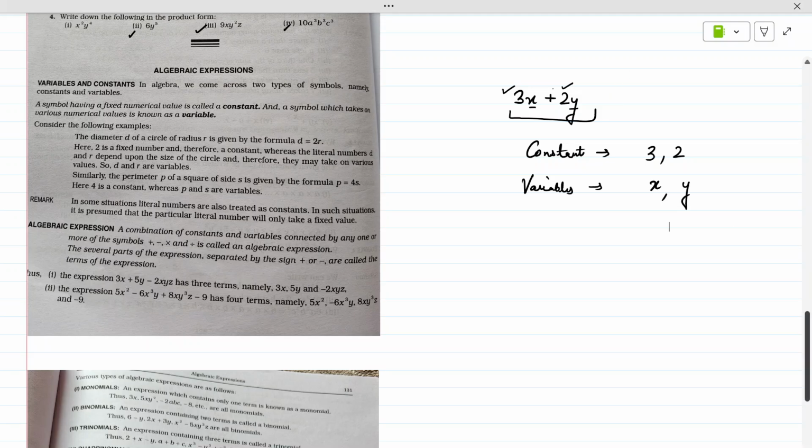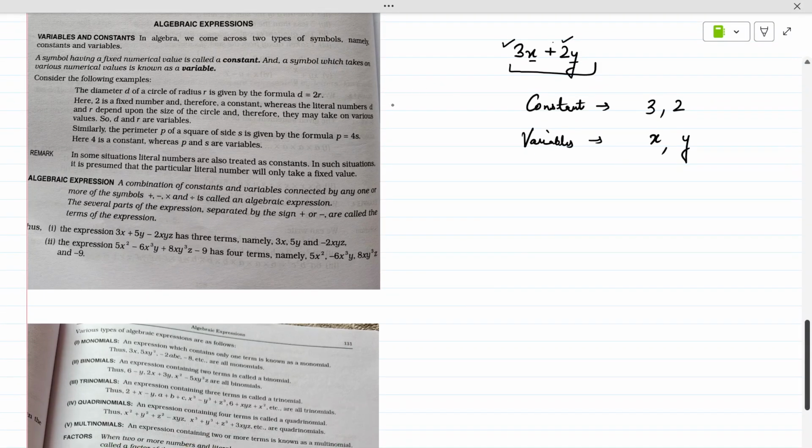Now we will learn about the next thing, which is called terms of algebraic expressions. So what are terms? Again, I'm taking the same example, 3x plus 2y. In this whole algebraic expression, we have two terms. This is one term and this one is the second term. These terms are joined with the operator plus. So this is the expression which is having two terms. 3x is one term and 2y is another term.